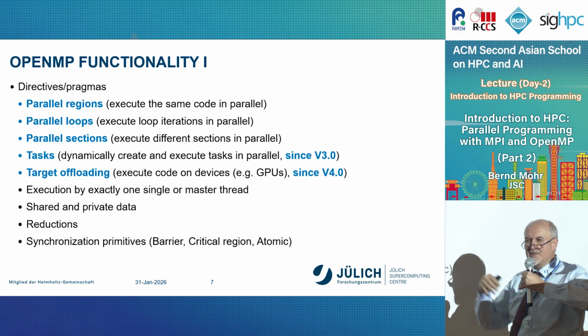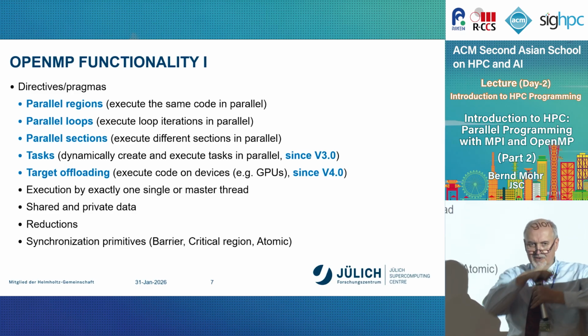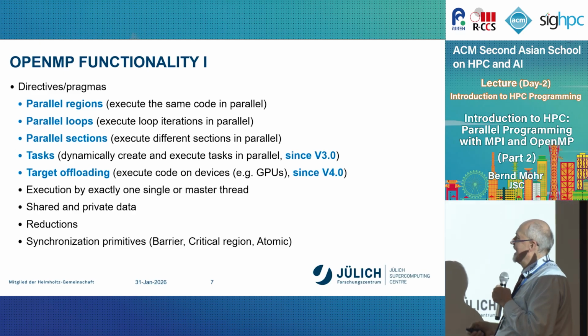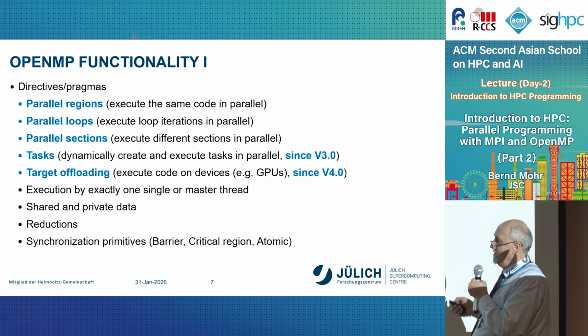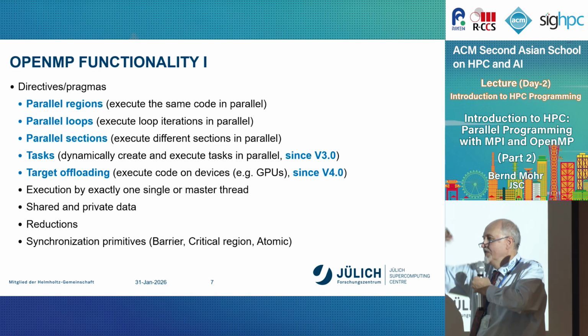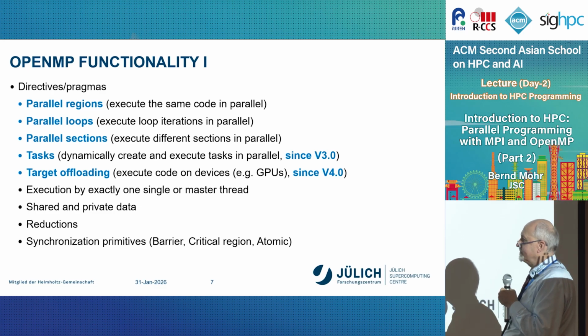Sometimes you have more graphs, and when different threads should work on different portions of your graph or nodes, then you can use tasks. And they support GPUs: you can say, OpenMP, load this thing onto the GPU and do it on the GPU. This is called target offloading.